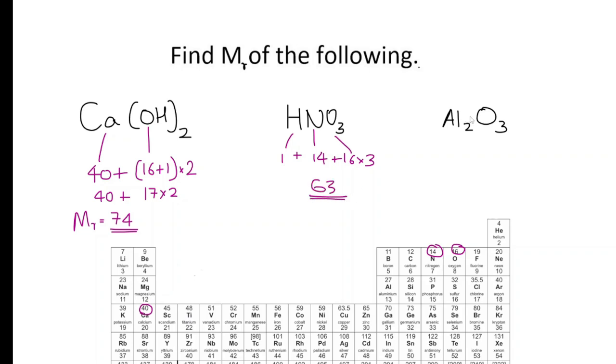Aluminium oxide. Aluminium is 27. You can see it here. You've got 2 aluminium, so let's double it. 27 times 2, plus oxygen is 16 multiplied by 3. 27 times 2 is 54. 16 times 3 is 48. And the total is 102. So the Mr of aluminium oxide is 102.